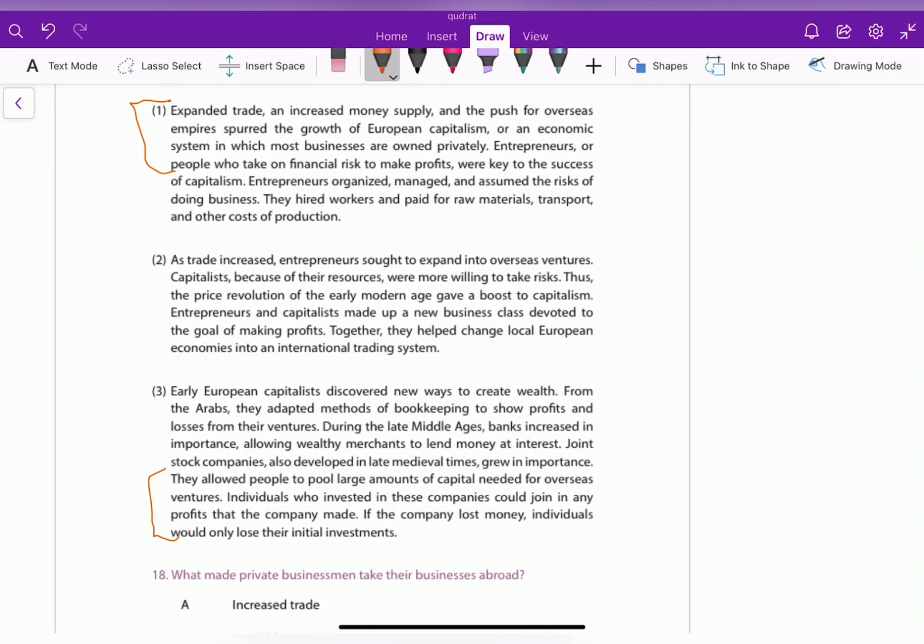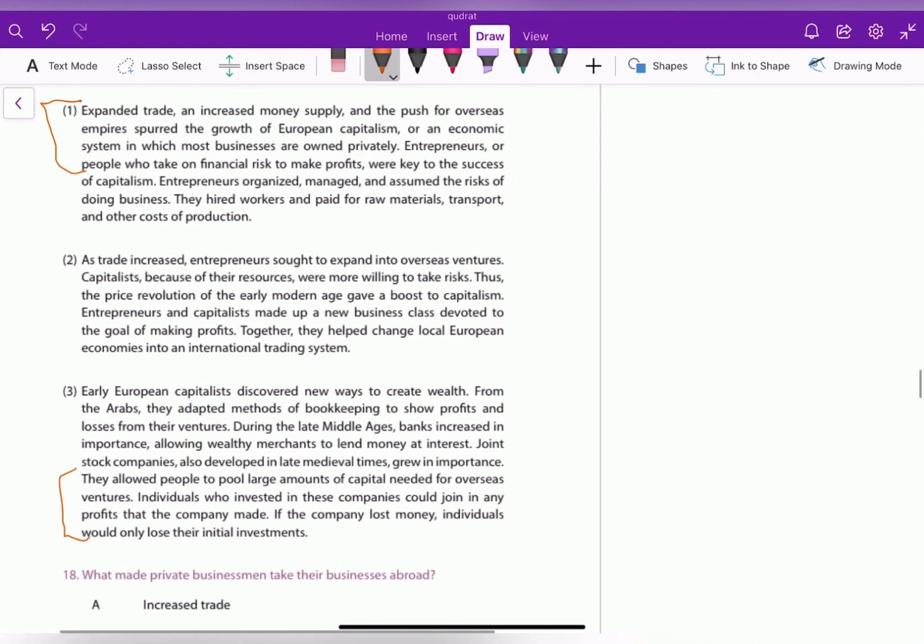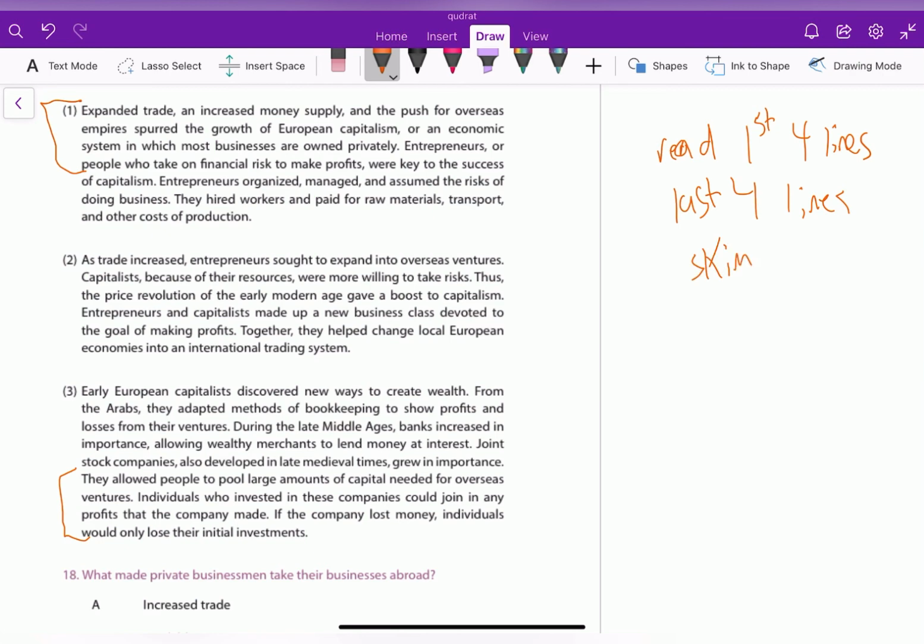What you can do is, maybe I should write this method down. So read the first 4 lines, the last 4 lines, and skim the middle. Okay, so 1, 2, 3, and this is method number 1. And then when you go back, you scan for the answer.